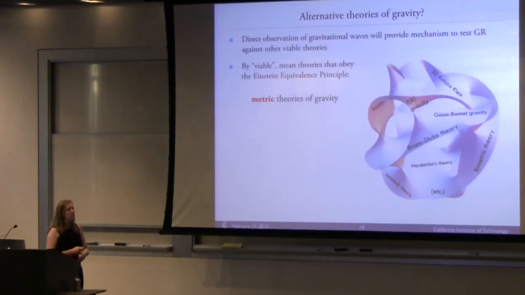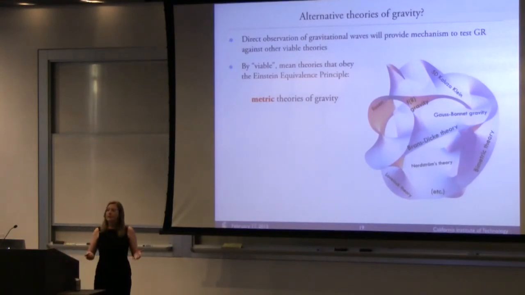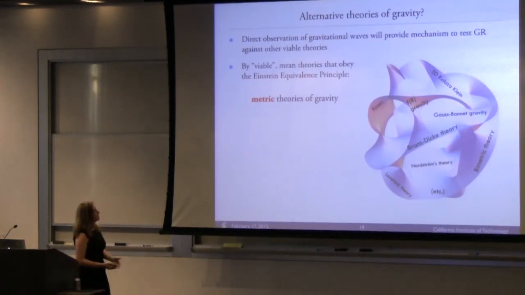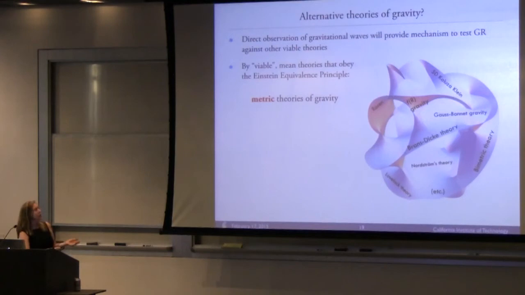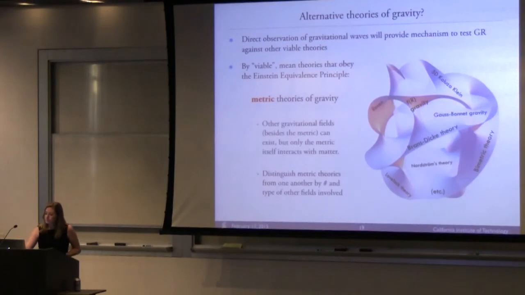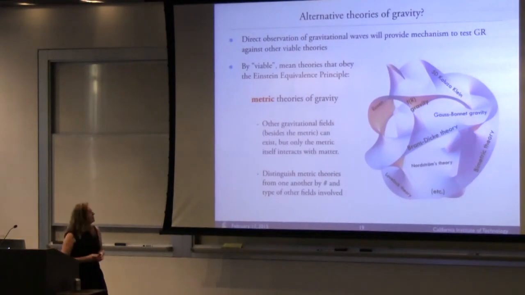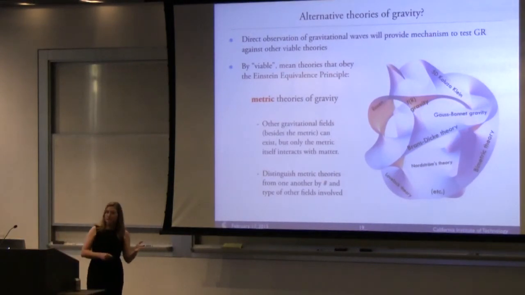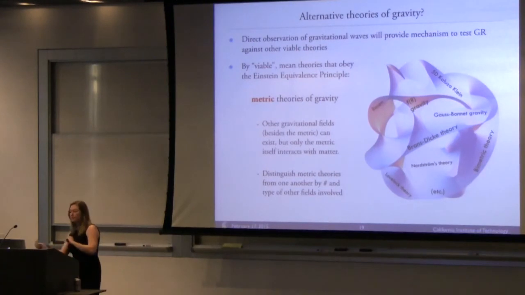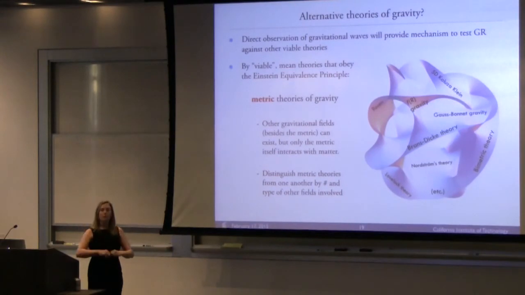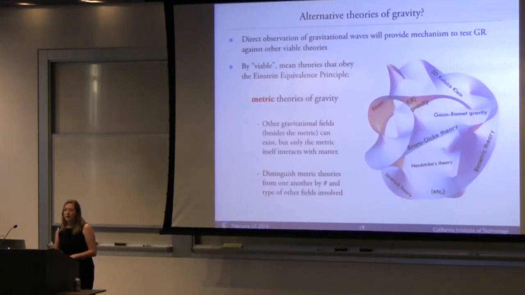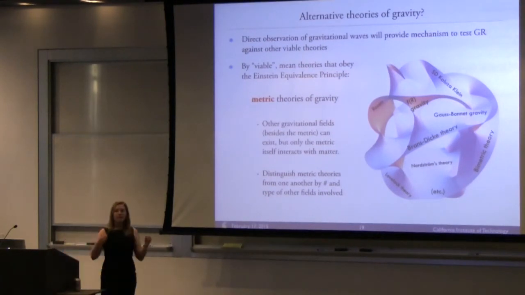By viable, we mean theories that satisfy the Einstein equivalence principle. These are theories that are also going to satisfy weak-field tests of relativity. And the theories that we're calling viable that satisfy the equivalence principle, we traditionally call the metric theories of gravity. So the idea with a metric theory of gravity is that you could have another gravitational field besides the metric, although only the metric itself can interact with matter. These extra fields play the role of generating space-time curvature. And the way that we like to distinguish these metric theories from one another is by the number and types of other fields involved.